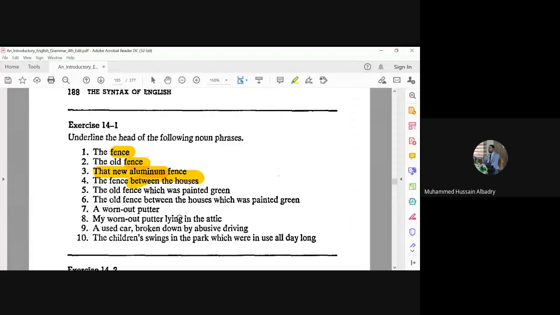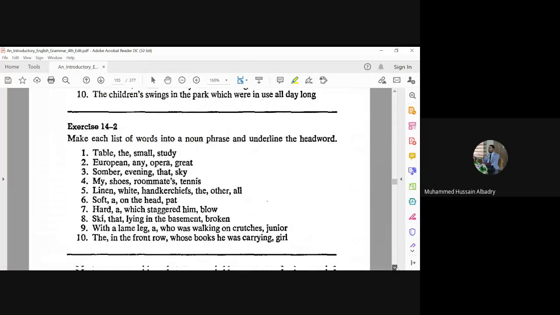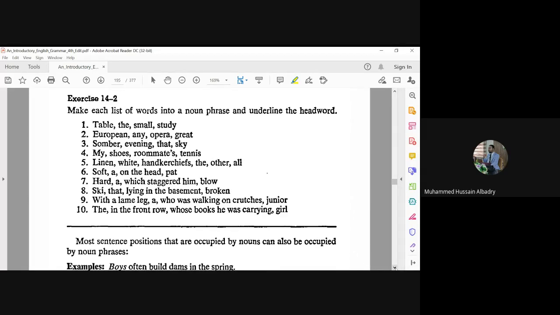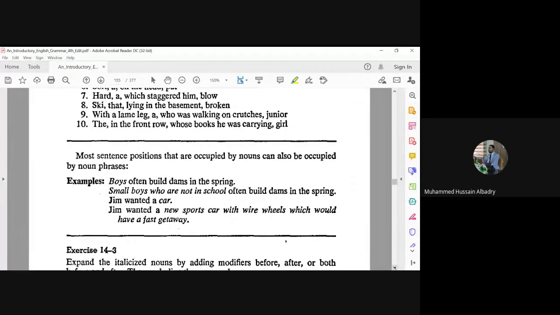It has no verb, just the subject. It can be subject or it can be object. Noun phrase can be subject and can be object. Here we don't have a subject, just the fence, the old fence, that new aluminium fence, the fence between the houses. You see? We do not make a list of words. Which one is the head word? Table, the small, steady table. European, opera, great, evening, all these words. أعطيكم إياها الواجب بعدين. Homework.